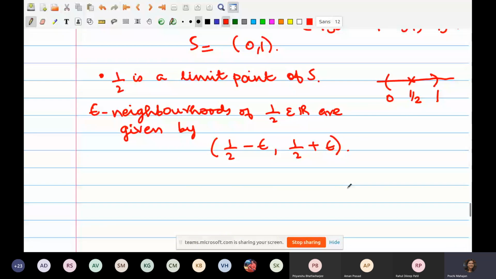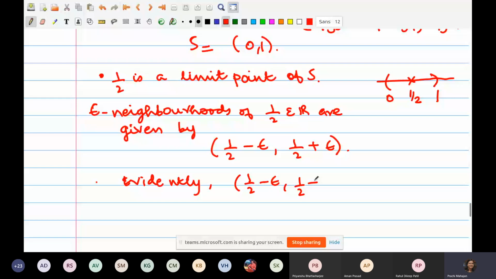So every neighborhood of the point half, which looks like an interval like this, certainly contains points of the open interval (0, 1) different from half, isn't it? Evidently. I'll just write it down because I think many of you are seeing this concept for the first time. Is that the case, or have you seen this before?